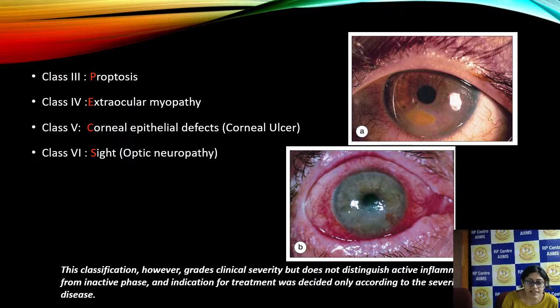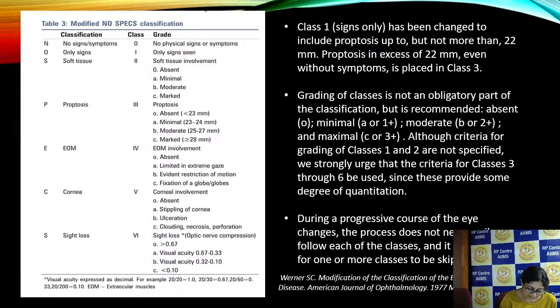It should be noted that it grades only the clinical severity but does not distinguish between the active inflammatory phase and the inactive phase. And the indication for treatment is decided only on the basis of the severity of the disease. This classification was further upgraded by Werner himself in a paper in 1977. Only a few changes were made and the NO SPECS mnemonic was retained.